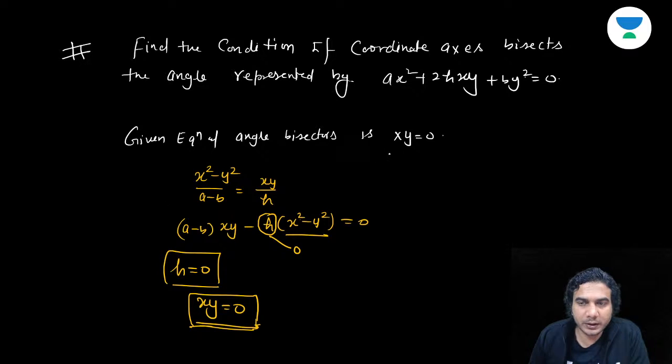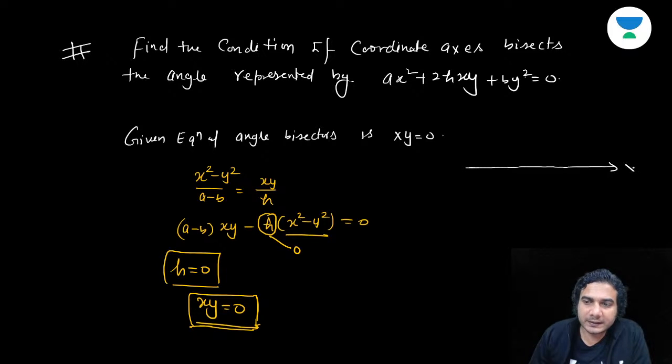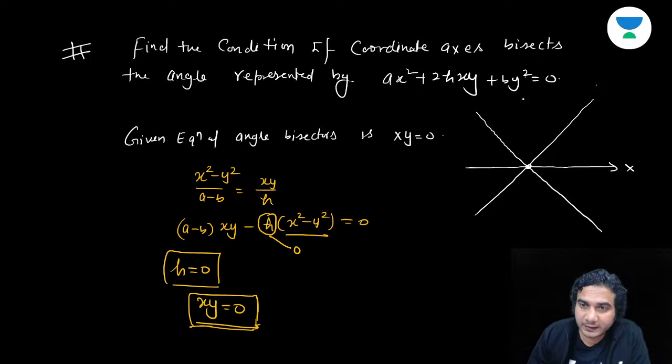Okay, so in this way you can compare any two lines which are equally inclined to the coordinate axes. We know that their slopes are going to be... See, if this is the x axis, then the x axis is the angle bisector, which means the two lines are equally inclined to the x axis. So the lines passing through the origin and equally inclined to the x axis as well as the y axis are of slopes m and minus m.